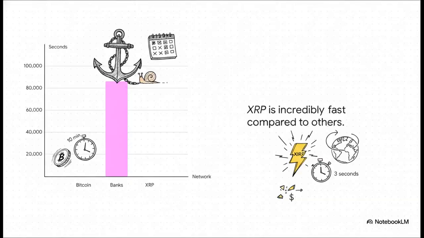And the contrast in performance here is genuinely stark. While Bitcoin takes around 10 minutes for a block confirmation, and traditional international bank transfers lag heavily behind at 1 to 3 business days, a typical XRP transaction settles in just a few seconds. That undeniable speed is exactly what makes it so attractive for payment-focused applications. Plus, it costs just a fraction of a single token to move value anywhere in the world.